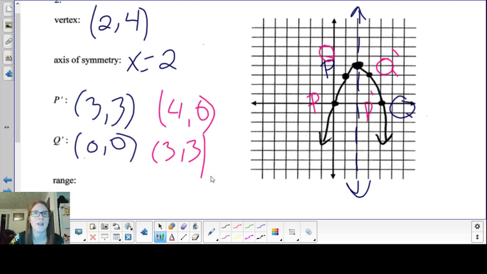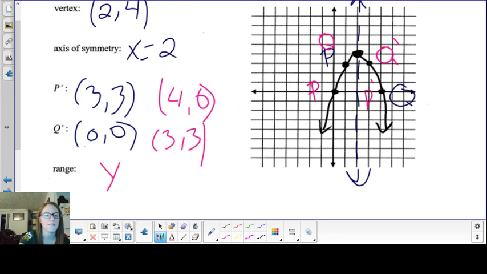However, the range is going to stay the same. In this case, though, my parabola is opening down. He's a frowny face. So he's not getting bigger, he's getting smaller. And he's always going to be smaller than 4.